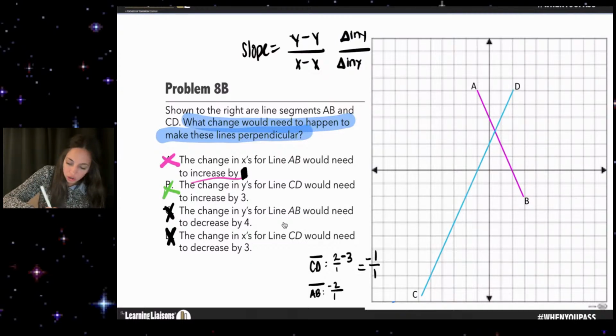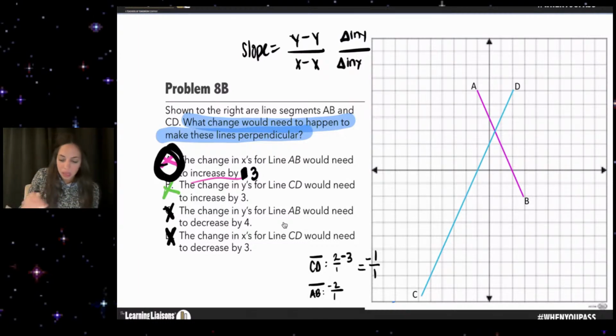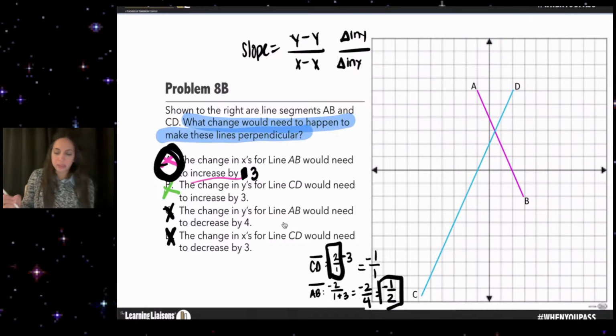If this was increased by 3, that would be the right answer. Let's look at that. The change in x's for line AB would need to increase by 3. If I increase this by 3, I would get negative 2 over 4, which would equal negative 1/2. And that would be perpendicular lines. So that would be the right answer.